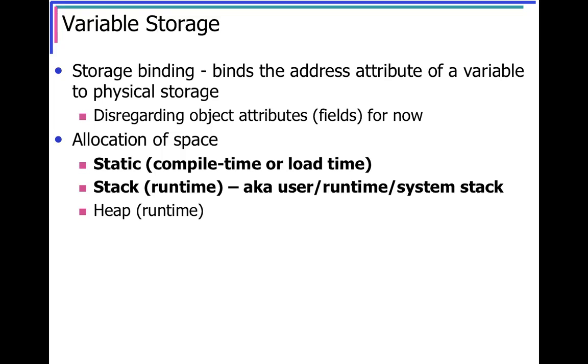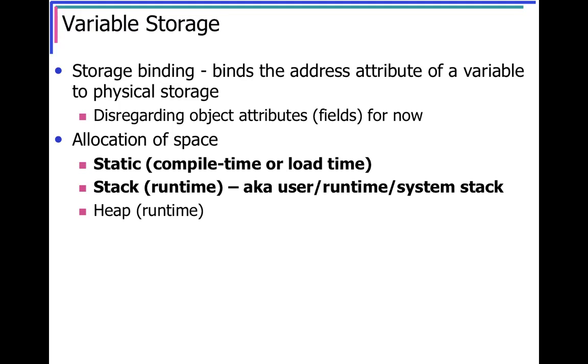So in all programming languages, you have three types of storage for your variables. There's static storage. This is storage that is allocated and set up at compile time or load time. There is stack storage, which is the runtime stack. This is the user or system stack. I'm going to refer to it as the runtime stack. This is different than the operand stack that we discussed in terms of the Java bytecode language in earlier lectures.